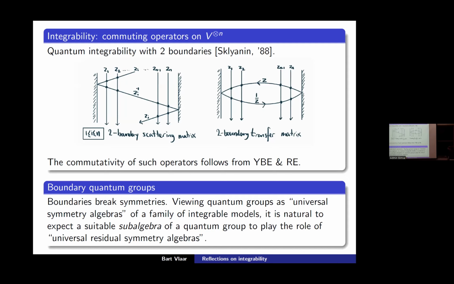And so another hint towards solving this is that when you introduce a boundary, you break symmetries. So you have to be careful that you don't remove all the symmetries. So for instance, if you look at this scattering particles picture, if you introduce a boundary, the kinetic energy will still be preserved, but the total momentum will not be preserved. So you lose some symmetries, but hopefully you keep some symmetries. And so you can then think of the quantum group as a symmetry algebra, and you keep some symmetries, so you have a certain subalgebra of residual symmetries. And this is what we call a boundary quantum group.